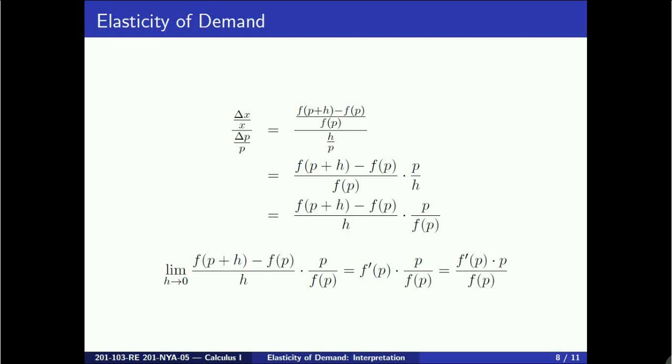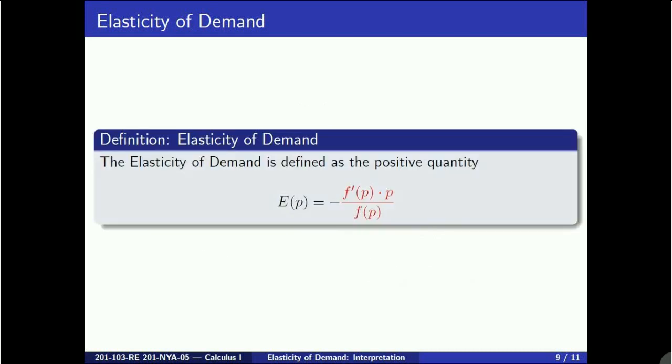Economists define as the elasticity of demand the negative of the previous quantity. So the elasticity of demand labeled E of P for unit price of P is defined as minus f prime of P times P over f of P.